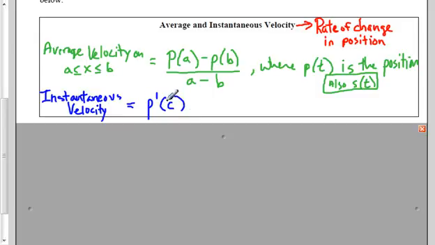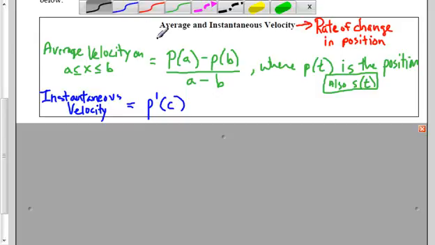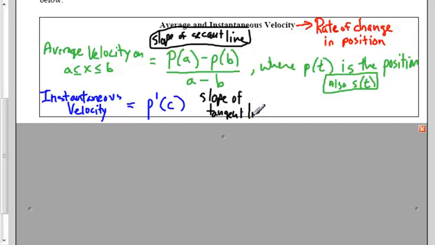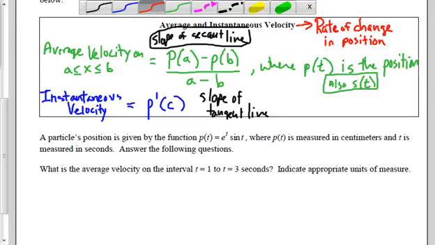So what I want us to start thinking about, and we'll talk about this more later on, is that this is the slope of the secant line for the average velocity, and this is the slope of the tangent line for the instantaneous velocity. Okay, so let's look at an example of this.